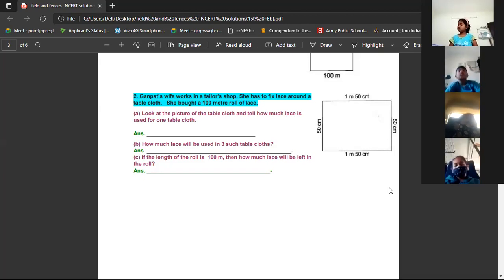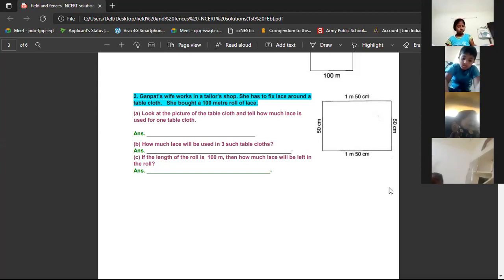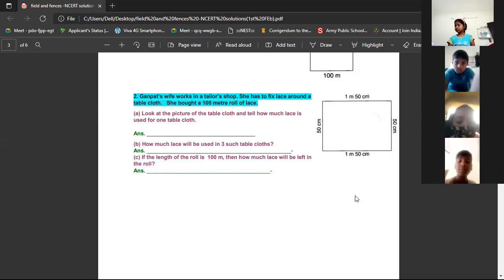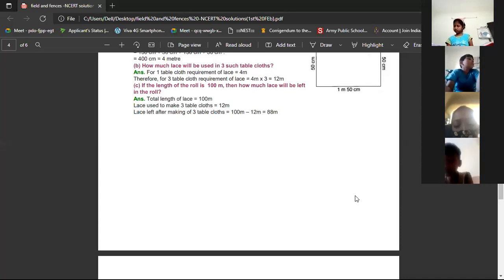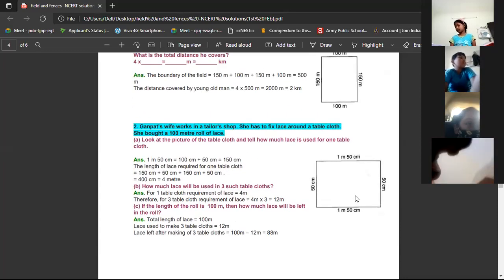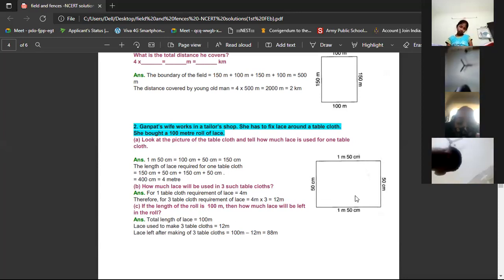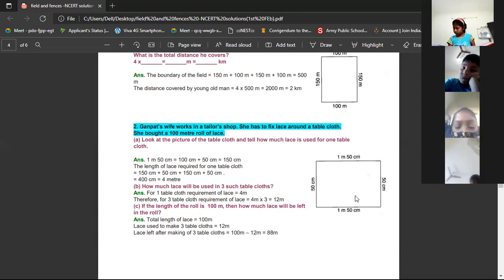Now we have 100 meters. We have the roll of 100 meters. If 12 meters are used, what is the remaining? 100 meters minus 12. 88 meters, sir. 100 minus 12. 88 meters, not 86 meters.